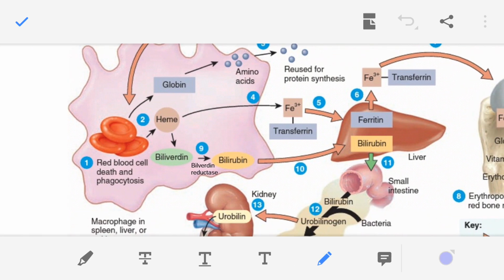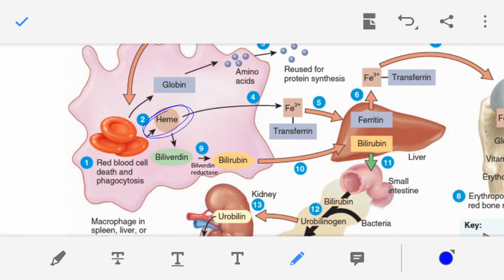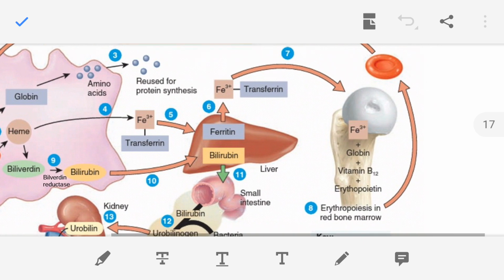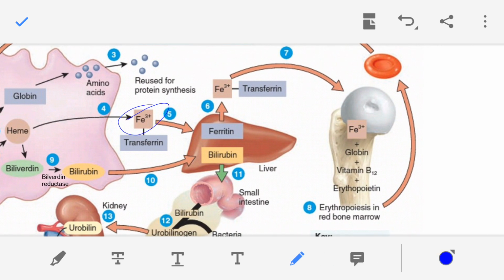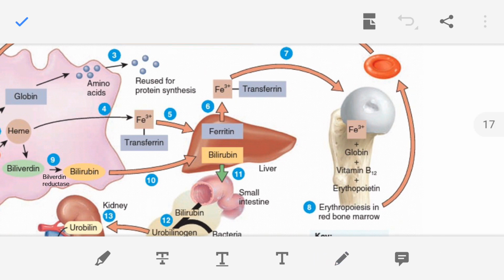Now what is happening to this heme group? From the heme group, Fe3+ is released, and from the heme group, biliverdin is released. Now, as you can see, this Fe3+ enters the liver, then from the liver it reaches the bone marrow, and this Fe3+ is reused in the formation of the RBC.